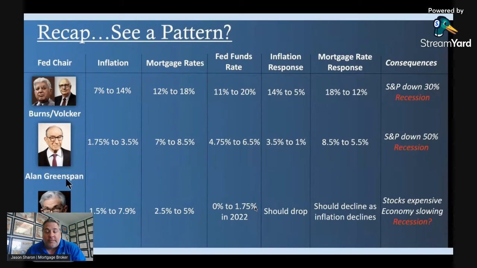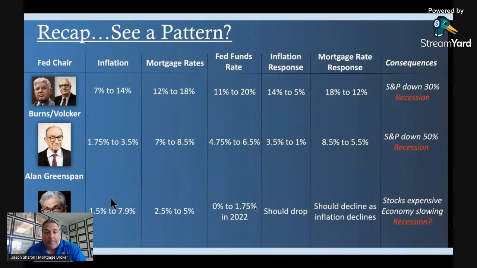So let's come over to Greenspan's tenure. Inflation went from 1.75 to 3.5. Rates went from 7 up to 8.5. He raised the Fed funds rate only about 2%. That dropped inflation from 3.5 down to 1. Dropped mortgage rates by 3%. S&P dropped 50% under that time frame and put us in a recession.